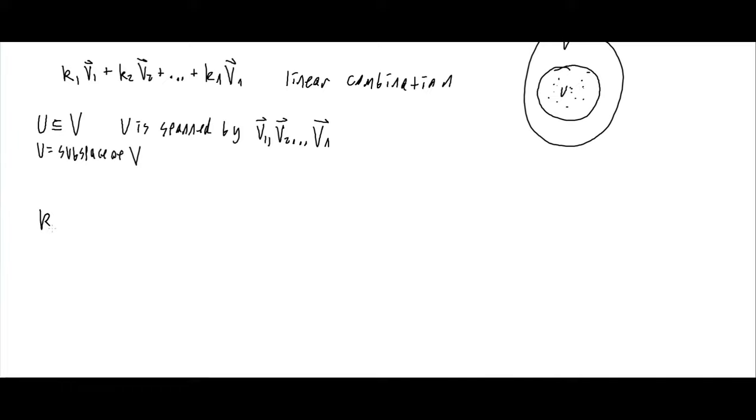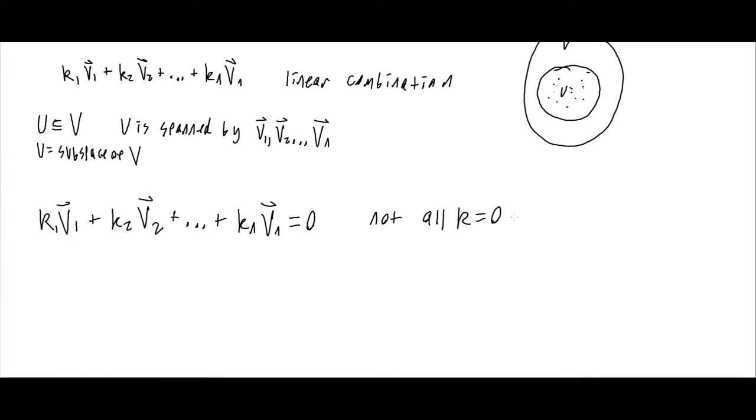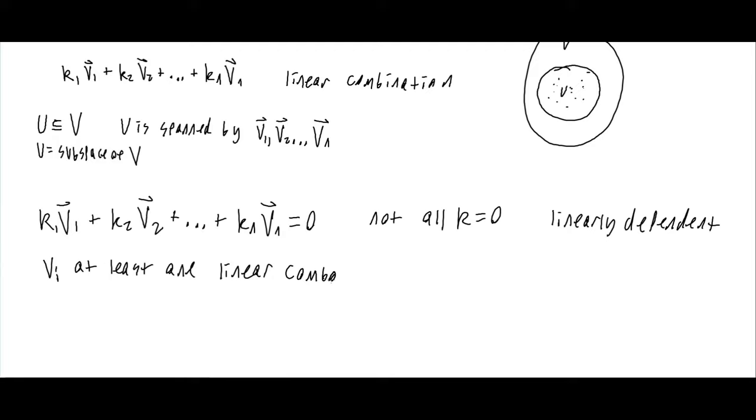All right, and so the other thing we want to talk about is, if we have K1 V1 plus K2 V2, and so on, going up to KN VN, and we have that equal to 0, and not all K are equal to 0, then this is what is called linearly dependent. And so that means that at least one of our vectors, we'll call that v i, can be represented as a linear combination of the others.